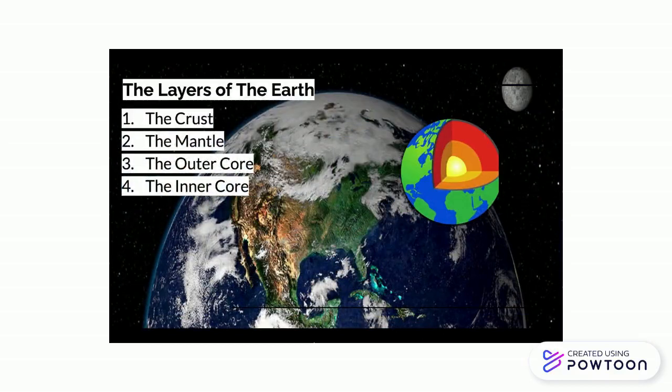So we're going to start with the crust, number 1 on our diagram. It is the outermost layer right there, the colorful one, and then we're going to have the mantle, the outer core, and the inner core. So the first one we're going to learn about is going to be the crust.